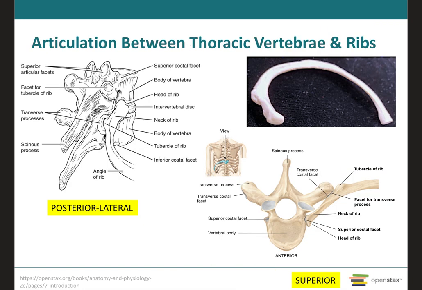Due to the fact that the thoracic vertebrae are located in the thorax region, they will articulate with the ribs. There are 12 ribs, and like I said, there are 12 thoracic vertebrae. So every rib will be articulating with a thoracic vertebrae. And how do they articulate? Well, there are specific bone features of the thoracic vertebrae that will articulate with the ribs.